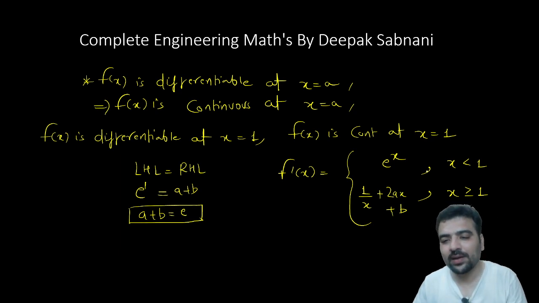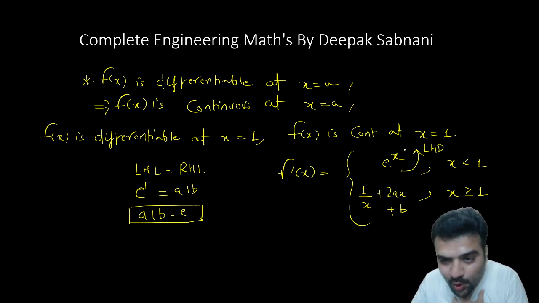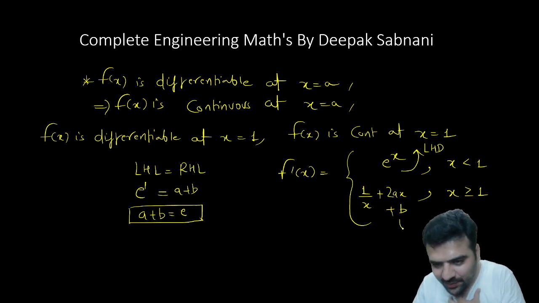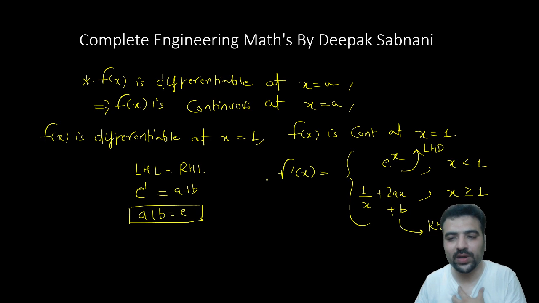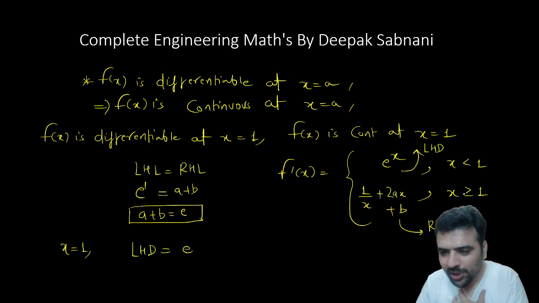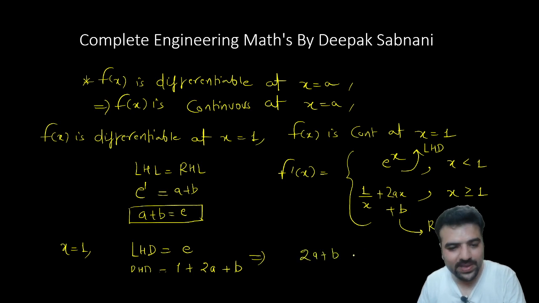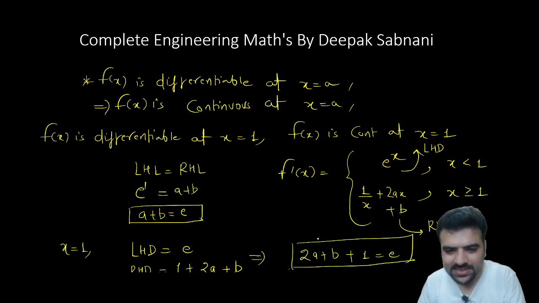Now for x equal to 1, this is the LSD. I'm talking only about x equal to 1. If you are talking about x equal to minus 3, this is both LSD and RSD. For x equal to 1, this is the RSD. Now, at x equal to 1, I have to see what the left hand derivative is. Just put the value x equal to 1, it is e. At x equal to 1, RSD is 1 plus 2a plus b. Now, if the function is differentiable, then 2a plus b plus 1 is equal to e. This condition should be satisfied. And from both these conditions, we can find a and b.